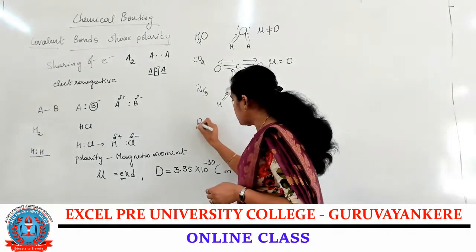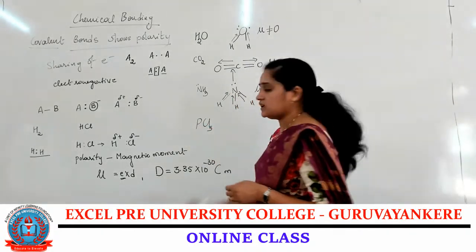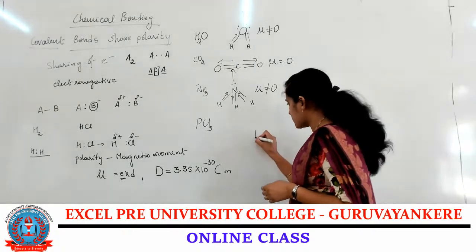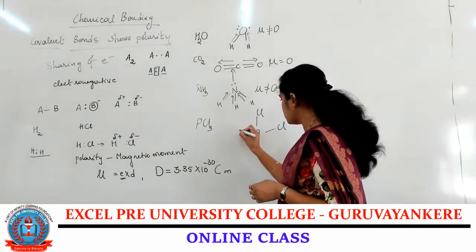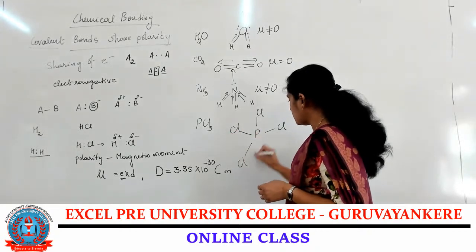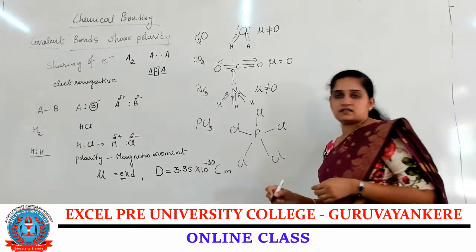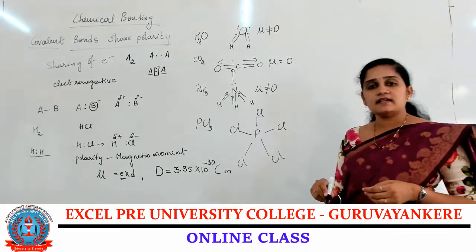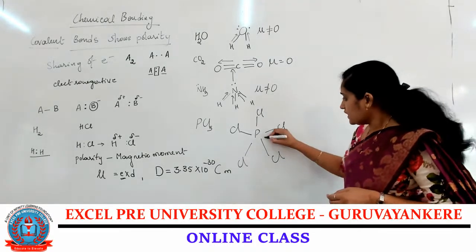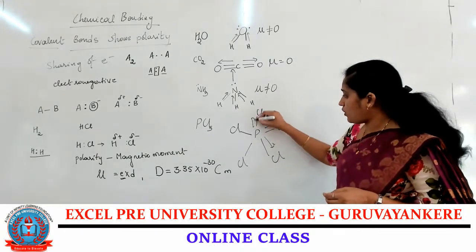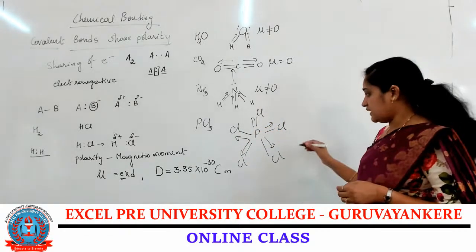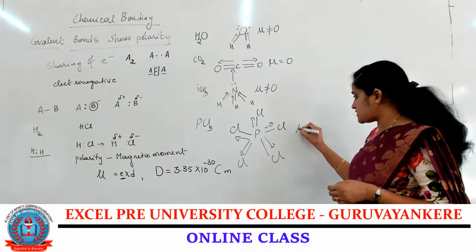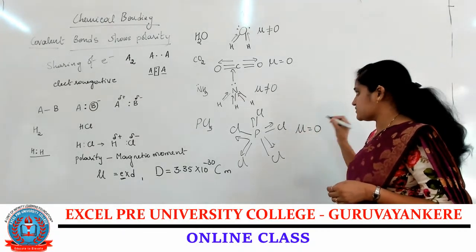Another example, phosphorus pentachloride. Phosphorus is present at the center, with 1, 2, 3, 4, 5 chlorine atoms. We know that chlorine is the electronegative element, so it pulls the electrons in all the 5 directions. So the net dipole moment is equal to 0. So mu is equal to 0.